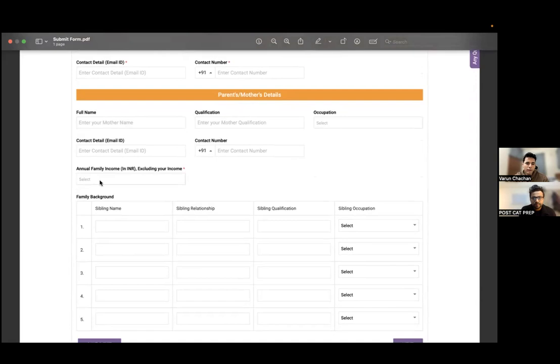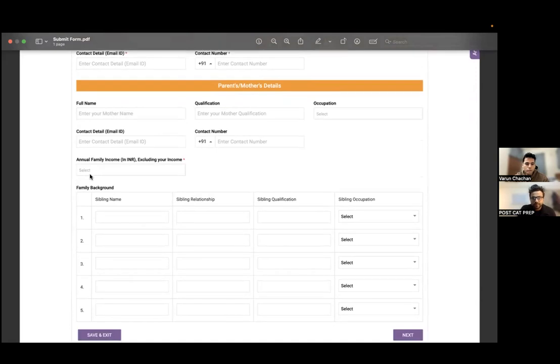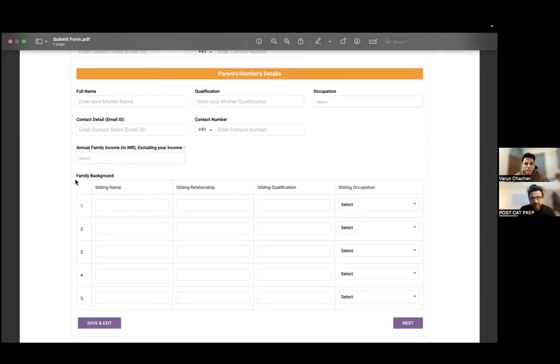Then there is the annual family income part. There are several ranges provided, so you have to select the appropriate range based on your income tax return. And this income is excluding your own income. You have to only include the family income and not your personal income in this. And then they're asking for a little bit of family background.